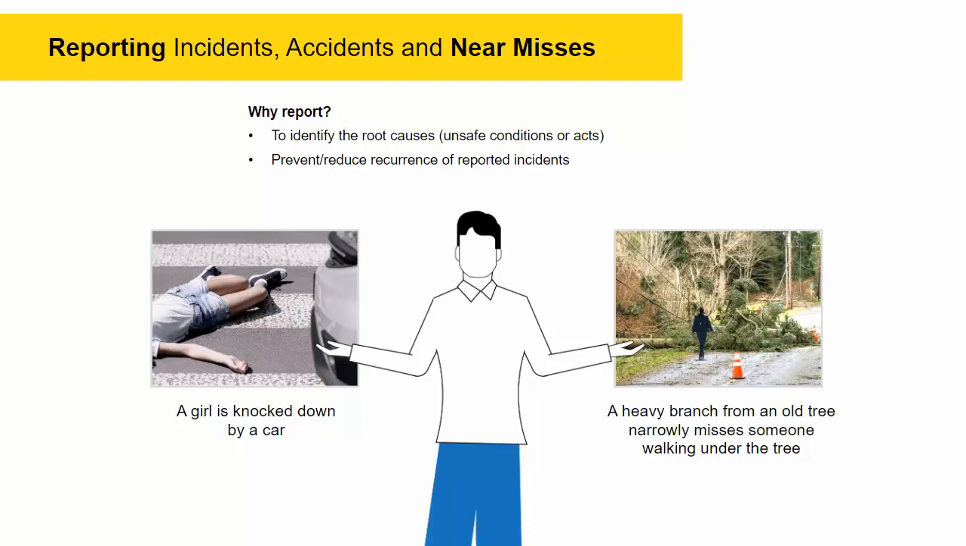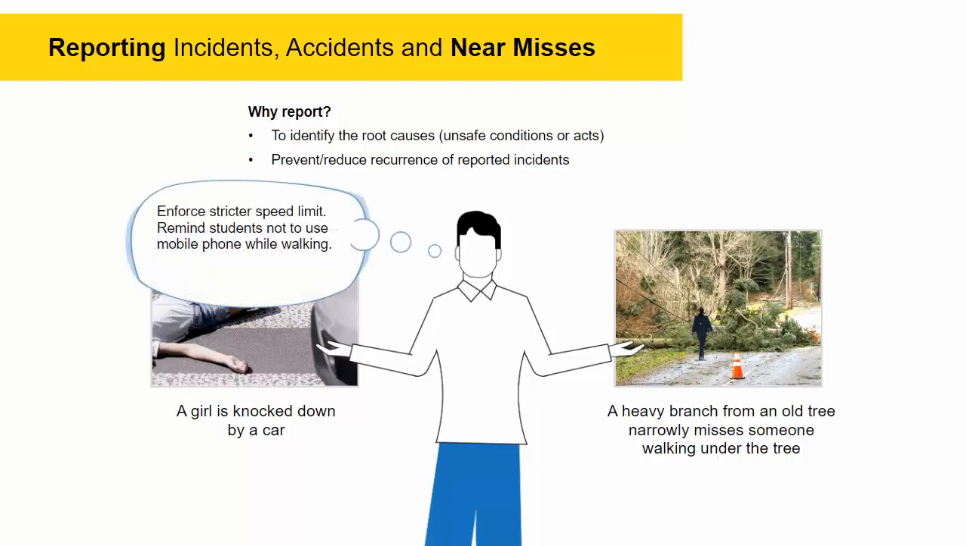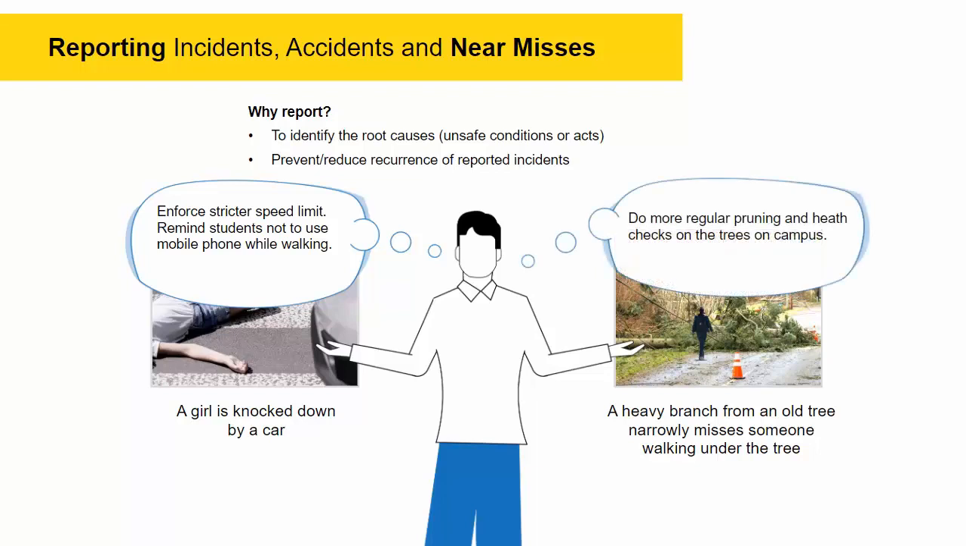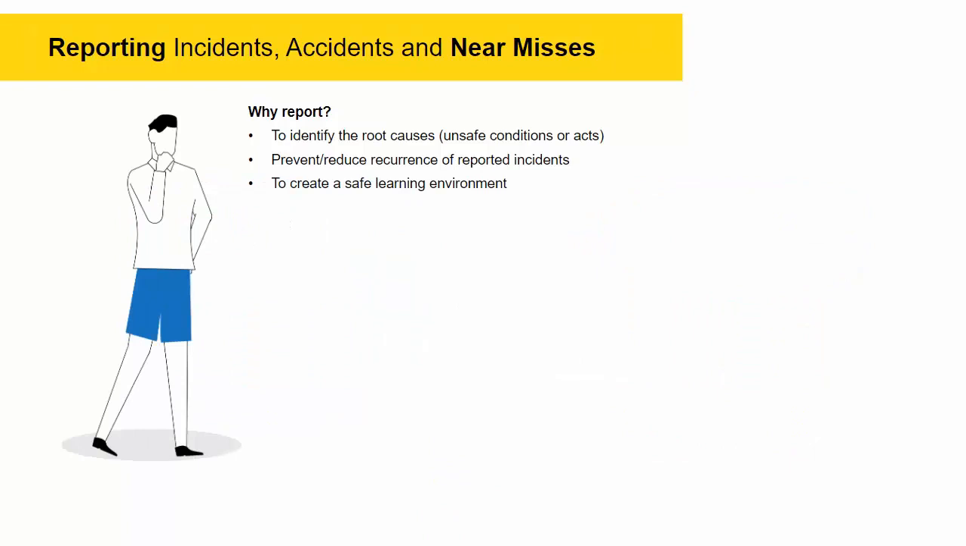Knowing the root causes will help the school's management to take action to prevent or reduce recurrence of these reported incidents. In this example, the school can take the necessary actions to reduce traffic accidents, as well as prevent further incidents of falling tree branches. We also want to create a safe learning environment within campus and prevent people from getting hurt from similar incidents. And it is important to ensure that people comply with legal requirements.